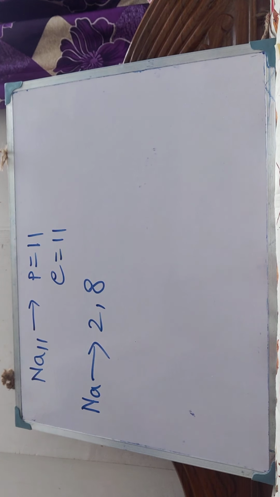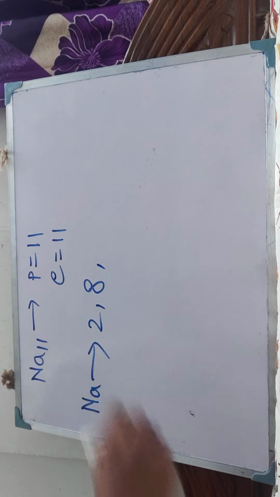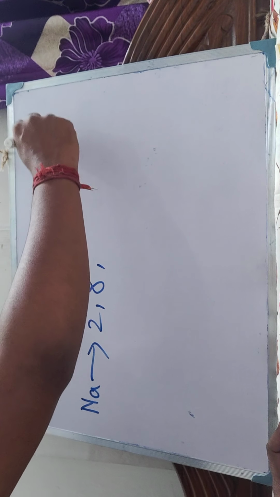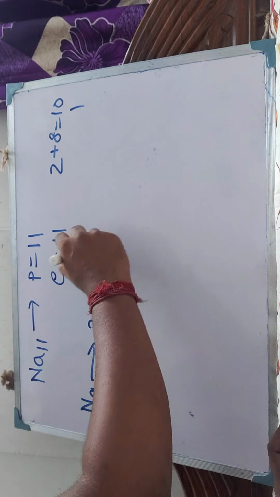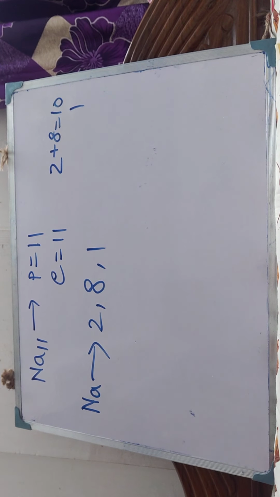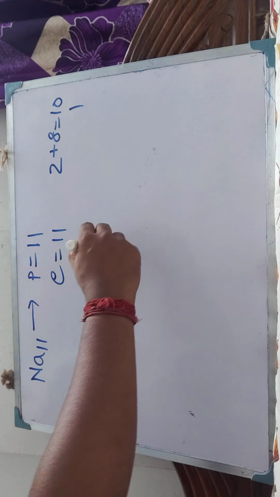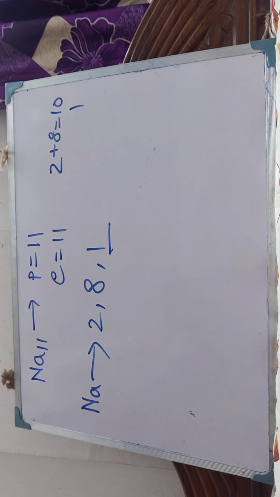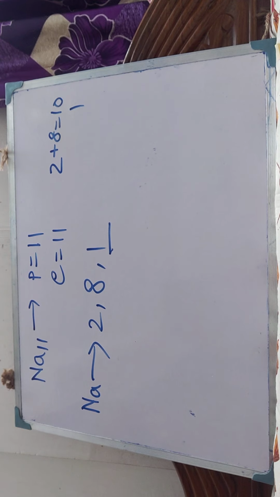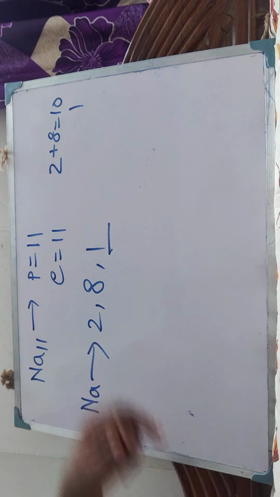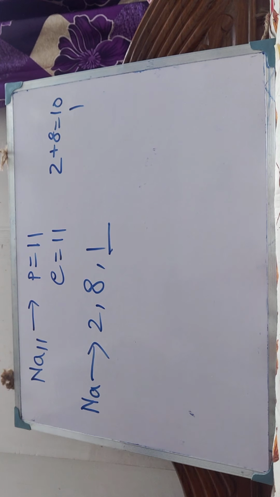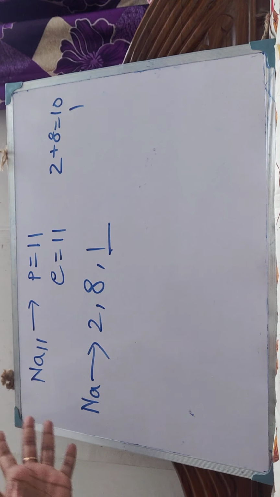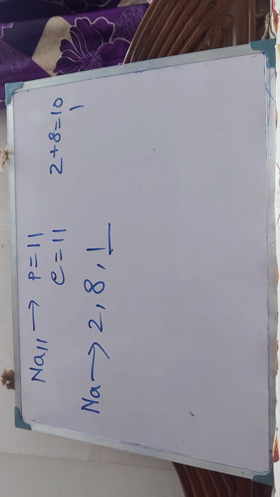In the second orbit it will be 8, and in the third orbit how many electrons are left? See, 2 plus 8 is equal to 10. Only 1 electron is remaining, so the third orbit has 1. I already told you that a maximum of 18 electrons can be placed in the third orbit, but it doesn't mean that fewer than 18 cannot be placed. 1 can be placed, 2 can be placed, 17 can be placed, 18 can be placed, but not 19, not more than 18. Up to 18 can be placed.